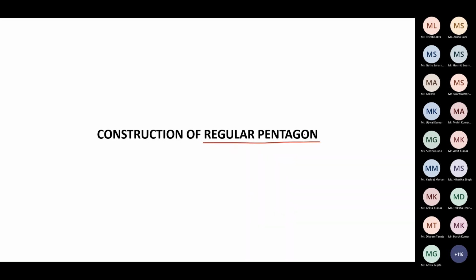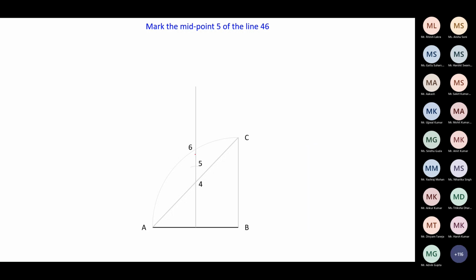Let us take an example of construction of a pentagon. We mark the midpoint 5 of the line 46. We simply measure 46 and mark the midpoint of this line segment 46. And this will give you the 5.